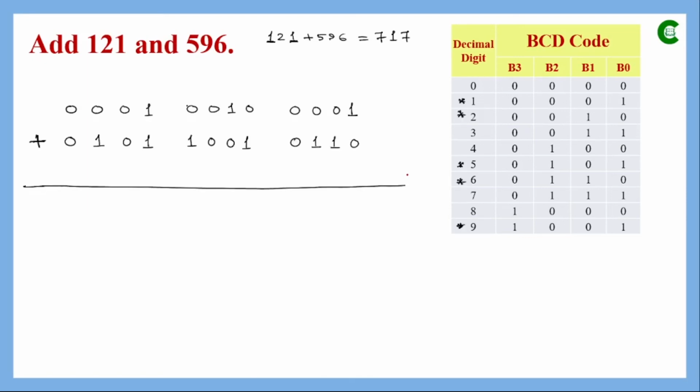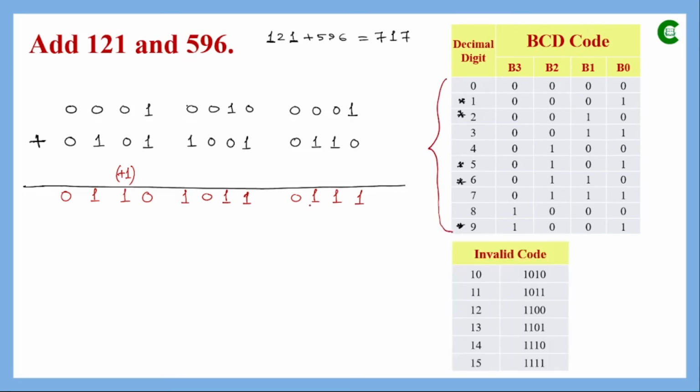Now we will perform binary addition, and this result is divided into 3 groups, and in each group we have 4 binary bits, and we have to see whether every combination is valid or not. This is our valid range and this is our invalid range. Now 0111, what we can see is that the decimal equivalent is 7, and that falls within the valid range, so this is valid.